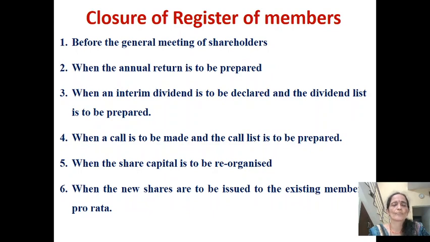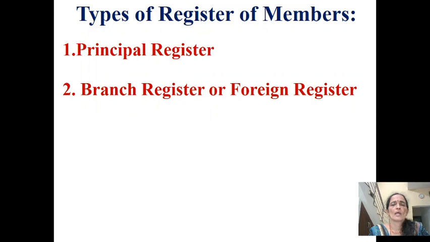Similarly, when a call is to be made and the call list is to be prepared, or when the share capital is to be reorganized, or when the new shares are to be issued to the existing members on pro rata basis. Then, which are all the different types of register of members? There are two important types of register of members. First one is principal register and the second one is branch register or foreign register.